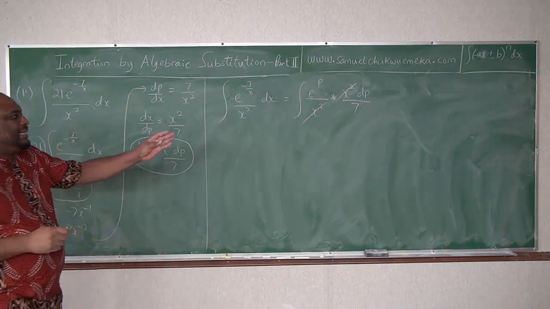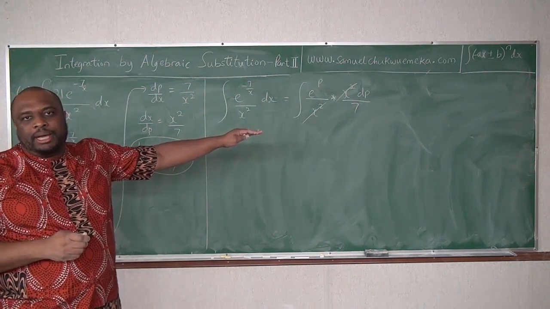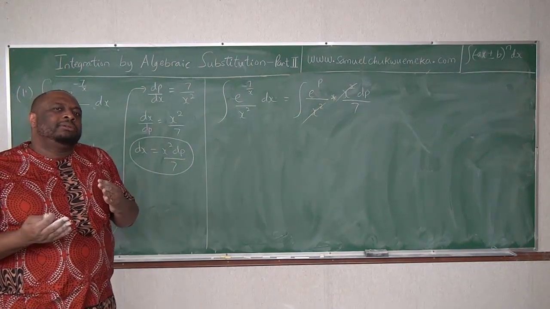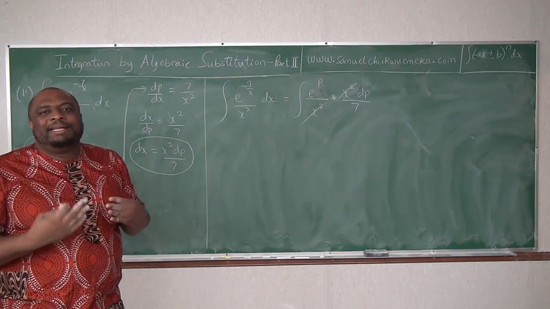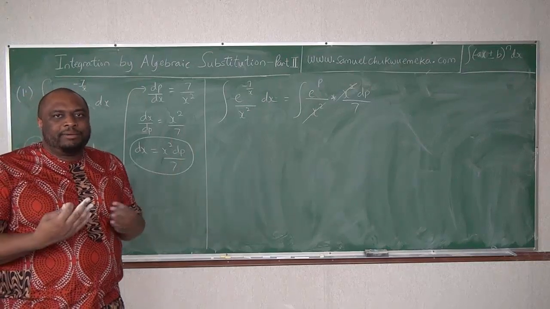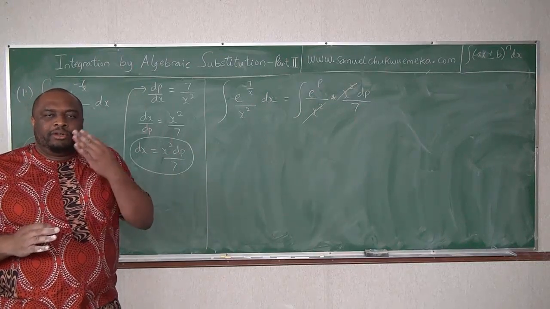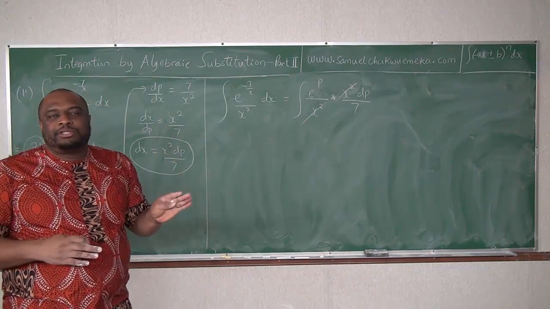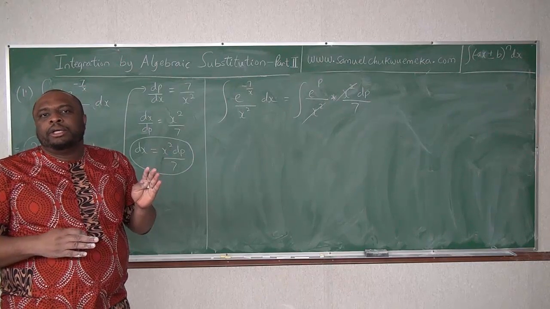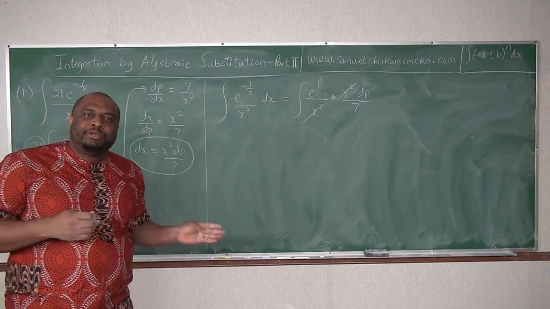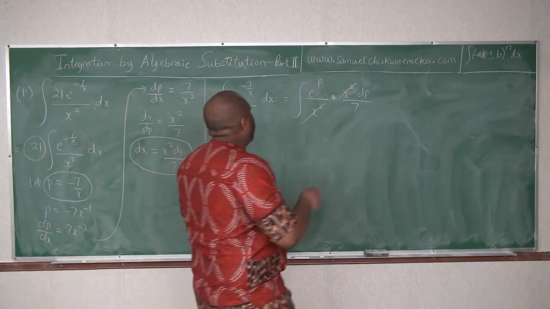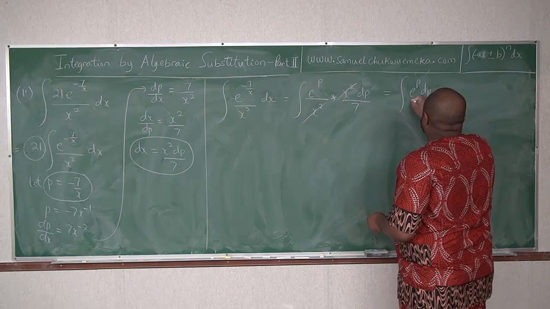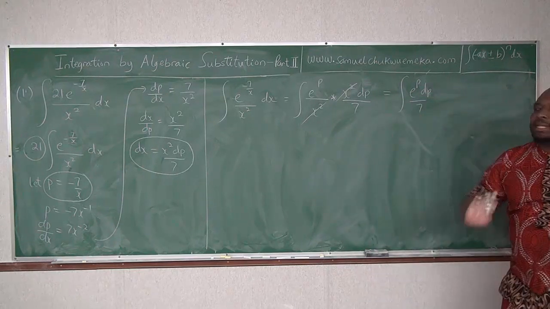That is the essence of integration by algebraic substitution. You make some substitution so that you can find a simpler function to integrate. That is the whole thing. And after integrating it, do not forget to substitute back. So this will now give us the integral of e^p dp over 7. So this is easier for us now.